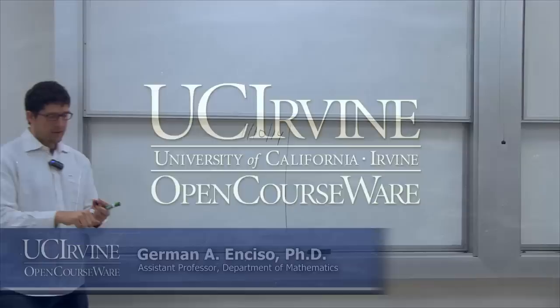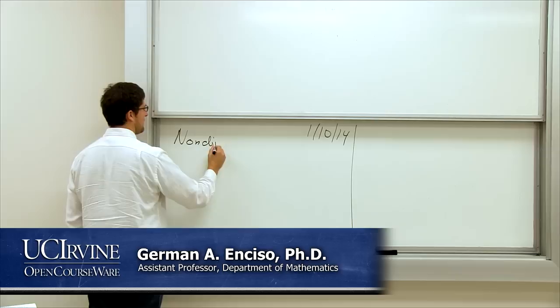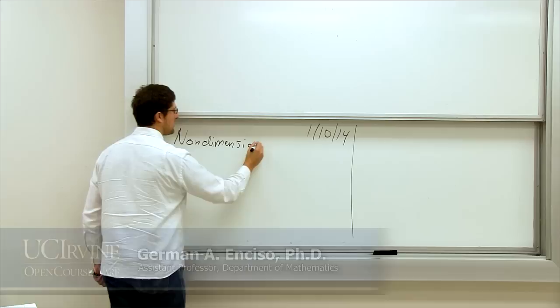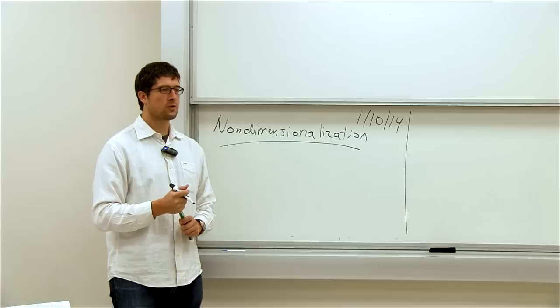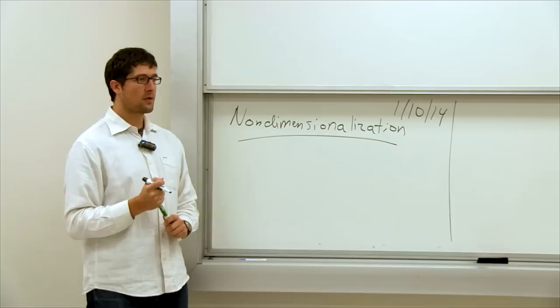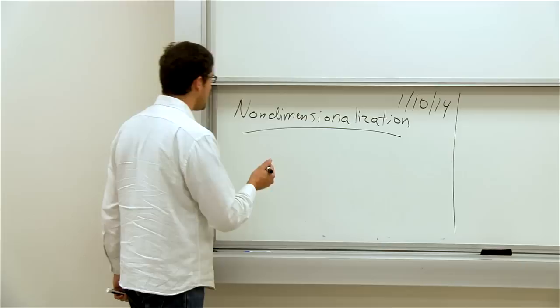Okay, so today we're going to talk about something called non-dimensionalization. It's a long word. And it's a pretty common tool used in modeling, especially modeling in biology. So we're going to learn what it is and how to use it. And we're going to do that in the context of our beloved model for the chemostat. So if you remember, we have this model of chemostat.